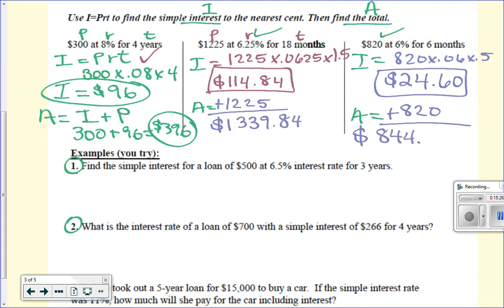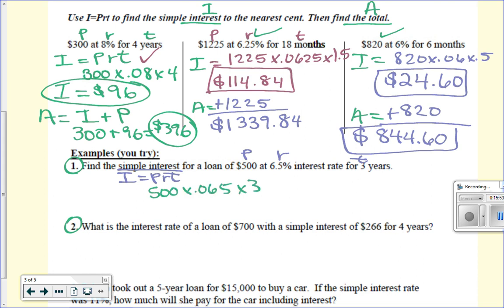Good, $844.60. Good. All right, and then number one, you're gonna find the simple interest. That's this formula. For a loan of $500 at 6.5% interest rate for 3 years. So again, substitute my numbers in. That should mean what you're putting in your calculator. When you hit enter, you get what?